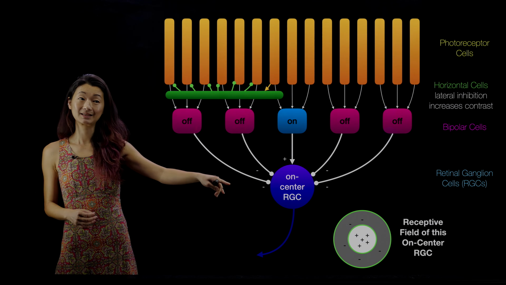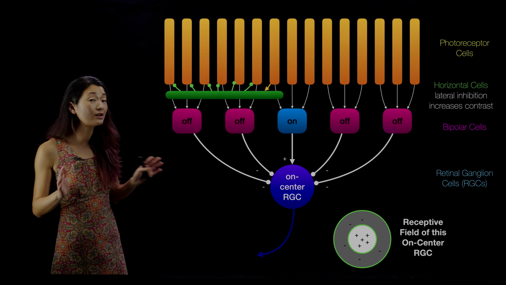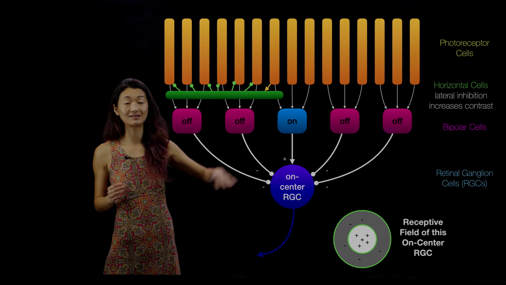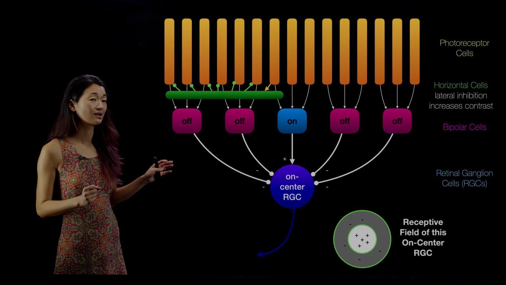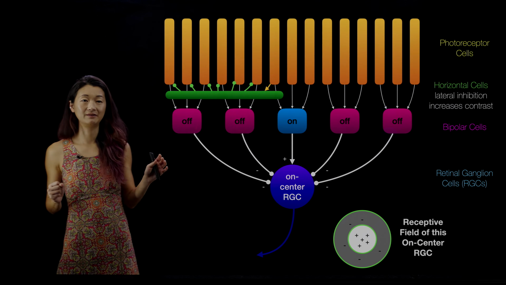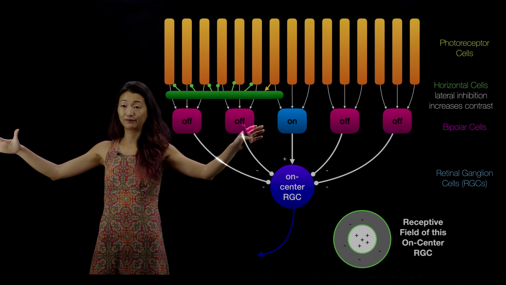I'm going to introduce one more cell type here, which is called the horizontal cell. This is another cell type that is in the retina. And these horizontal cells have the special property of connecting to lots and lots of different photoreceptors.